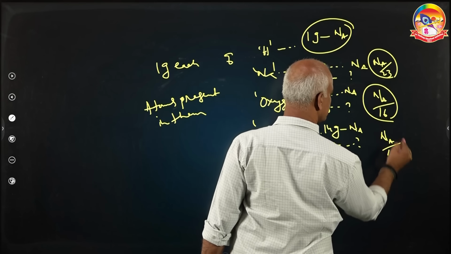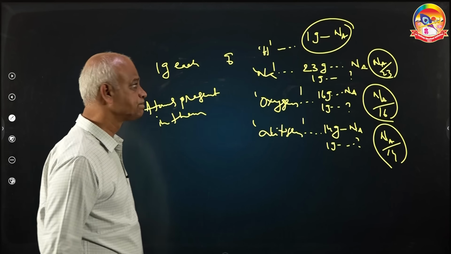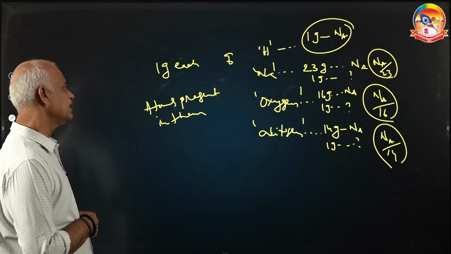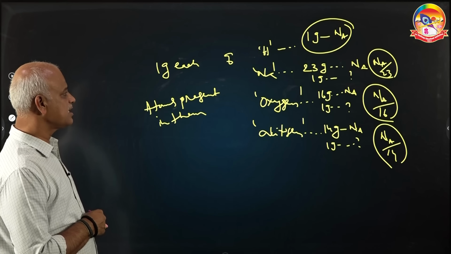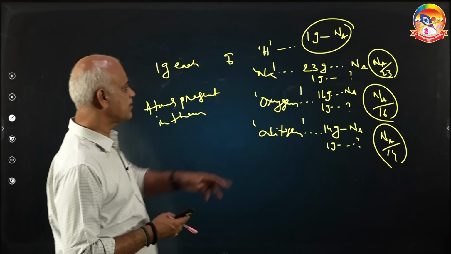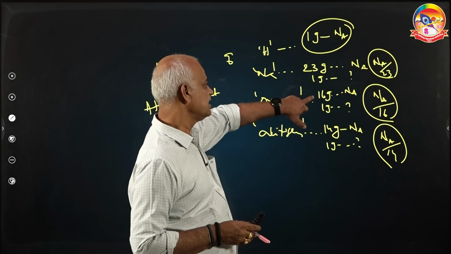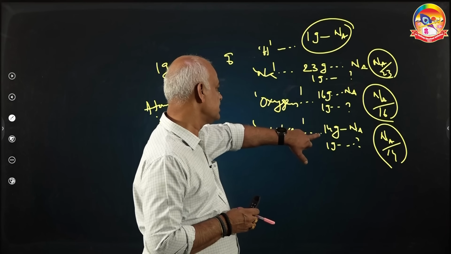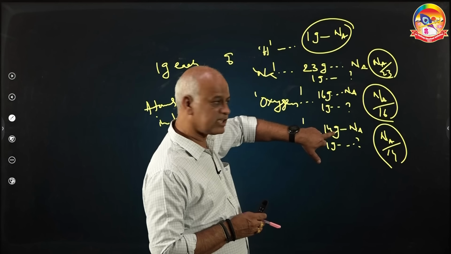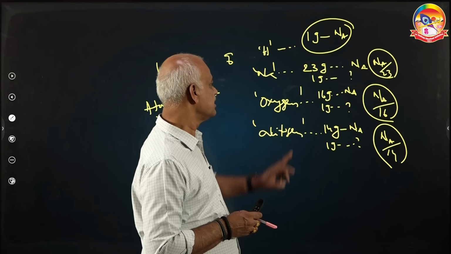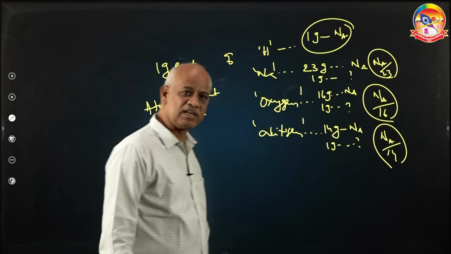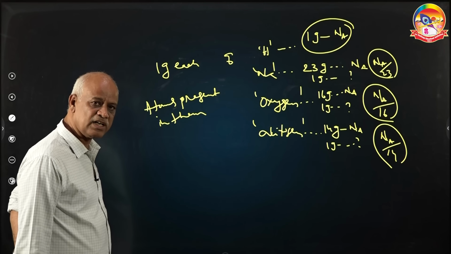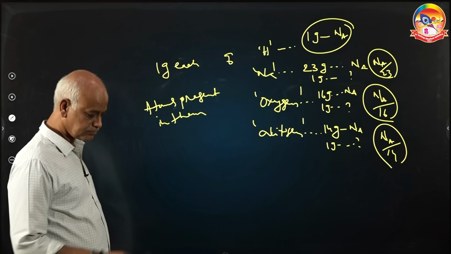Na by 14. So this is another one where you can see very clearly, if I take 1 gram each of hydrogen, sodium, oxygen and nitrogen, I selected their atomic weight. You can very clearly see here oxygen I did not take 32, here nitrogen also I did not take 28, I took 16 and 14 and I calculated. These are the number of atoms. If you are asked to write increasing order or decreasing order, it is not an issue at all.